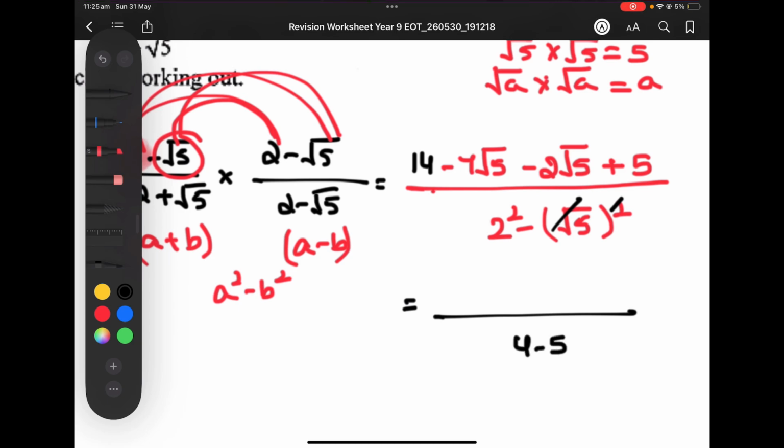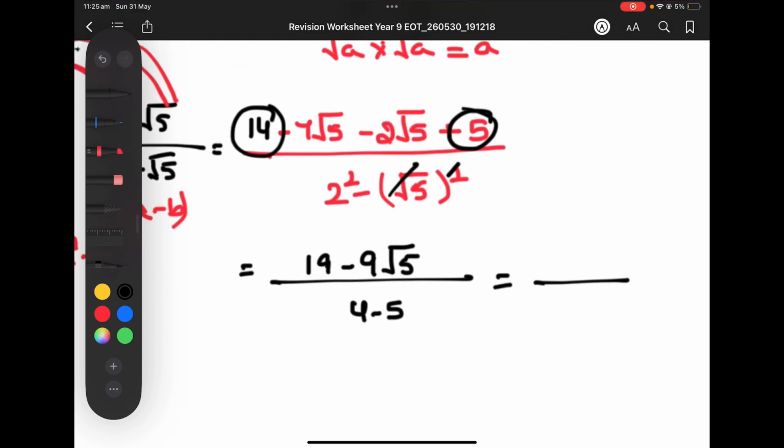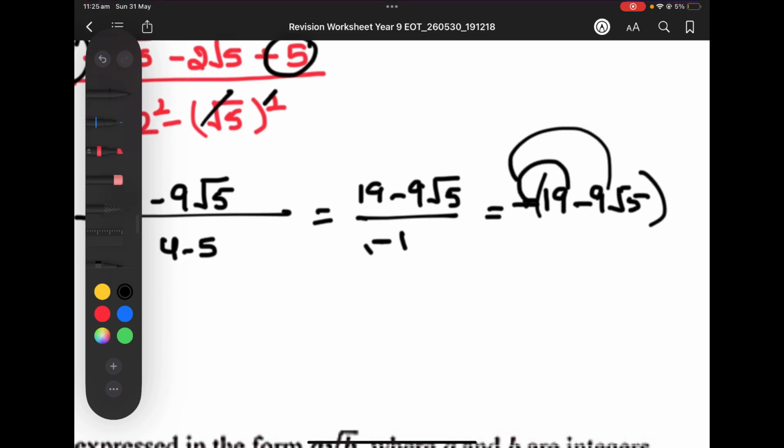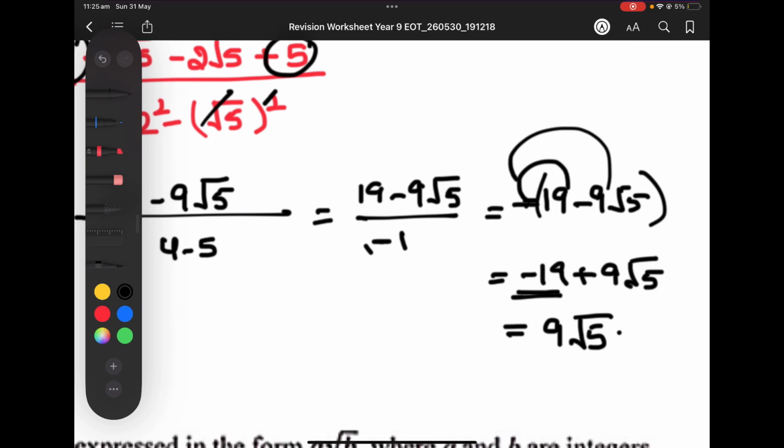4 minus 5 in the denominator, and in the numerator 14 and 5 will add together. That becomes 19, and this becomes minus 9 root 5 is what I am left with. So here the denominator would be minus 1. 19 minus 9 root 5. We'll not leave a minus in the denominator. We bring it to the top. So when we bring it to the top, this minus multiplies with each term here, so that becomes minus 19 plus 9 root 5, and rearrange the terms. Another rule in mathematics, we don't want to start the answer with a negative term, so we write it as 9 root 5 minus 19.